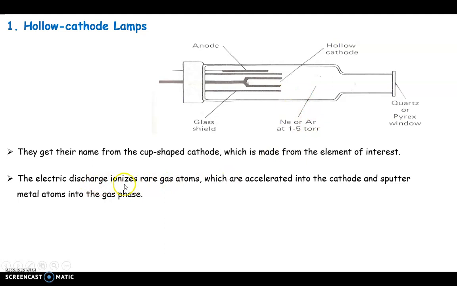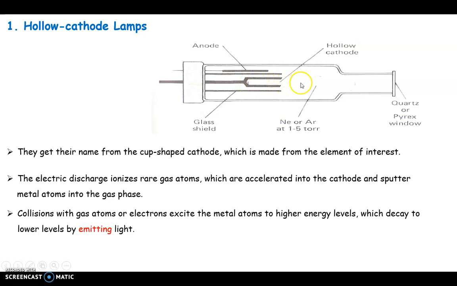the electric discharge ionizes the rare gas atoms, which are accelerated into the cathode and sputter the metal atoms into the gas phase. Collision with the gas atoms or electrons will excite the metal atoms to a higher energy level, which decay to a lower level by emitting the light.